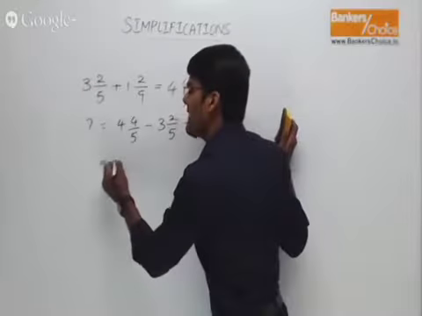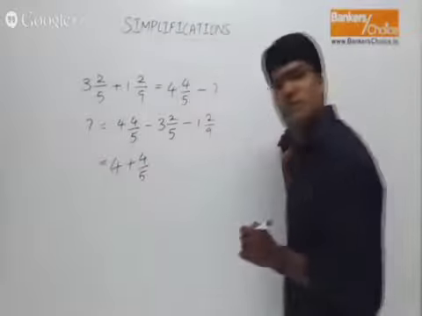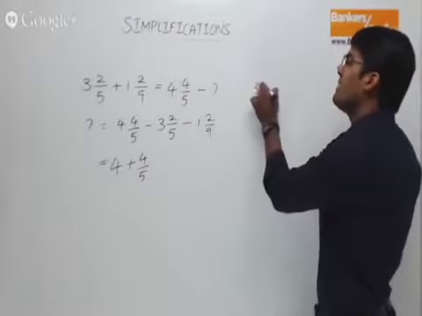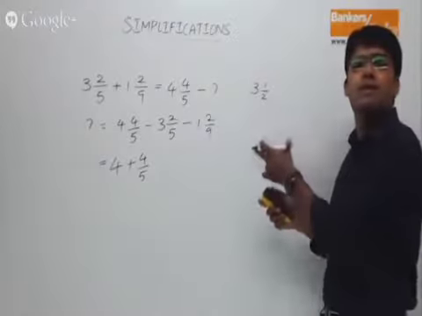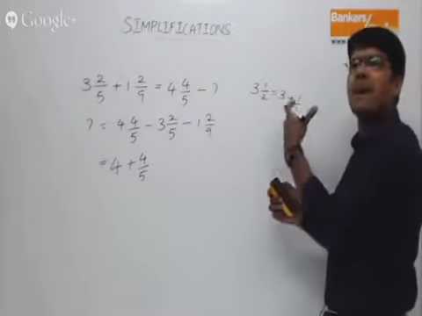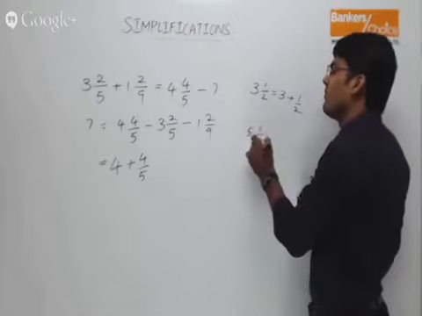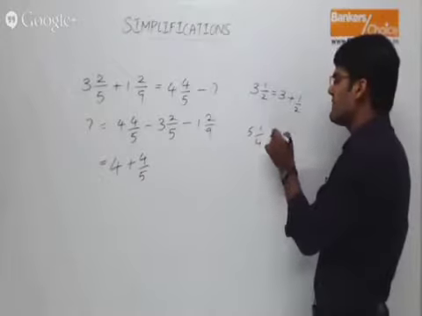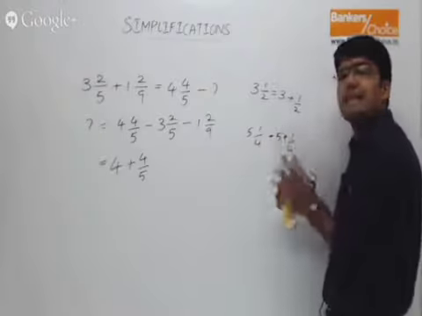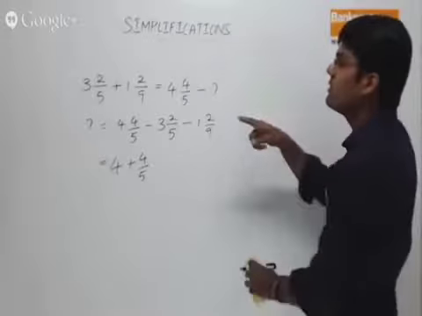So 4 by 5 can be taken as 4 plus 4 by 5. For example, what is 3 and a half? 3 1 by 2 is 3 plus half. Or for example, 5 1 by 4 is 5 plus 1 by 4. So that's the idea. Any mixed fraction can be split into the integer part and the fraction part. So we'll try to do that for all the given fractions.